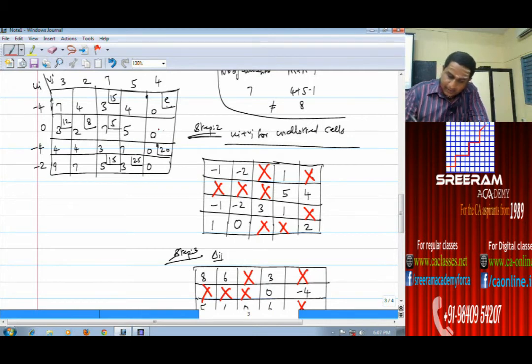Since delta ij table contains negative value, IBFS is not optimal. Clear? Now, can you please tell, if you start from here, how to draw looping lines? Can we go down? So, we can go up, then left, then down, and right.